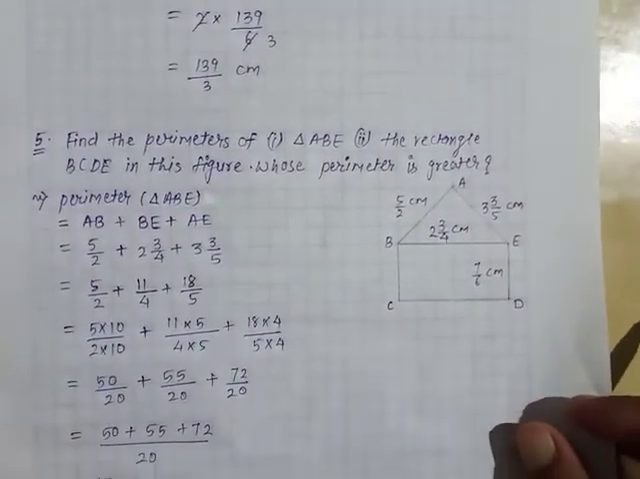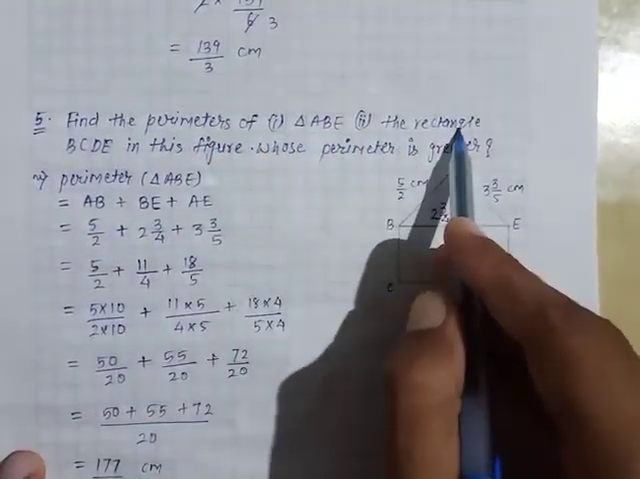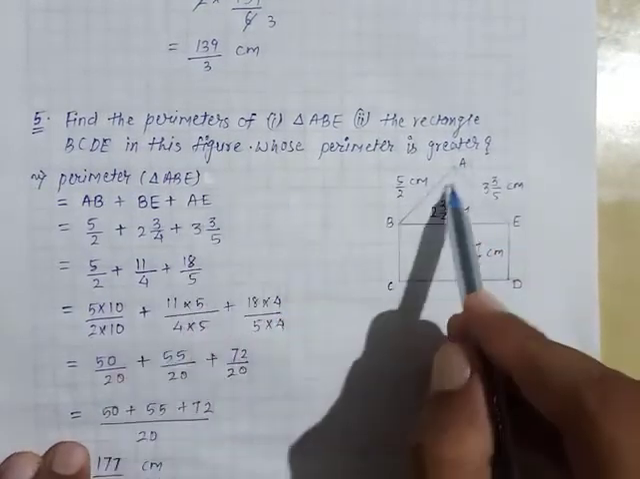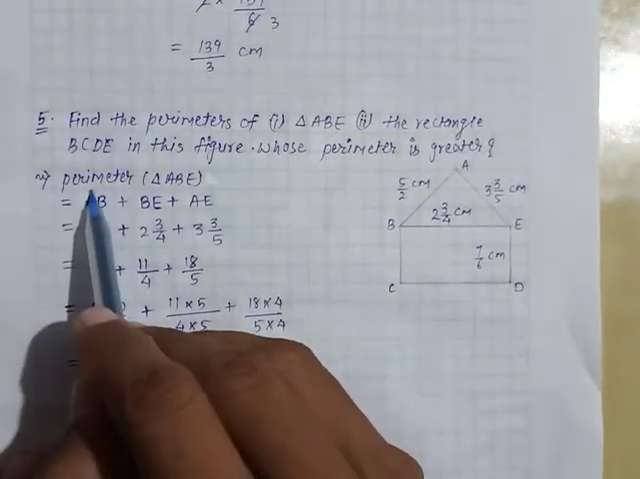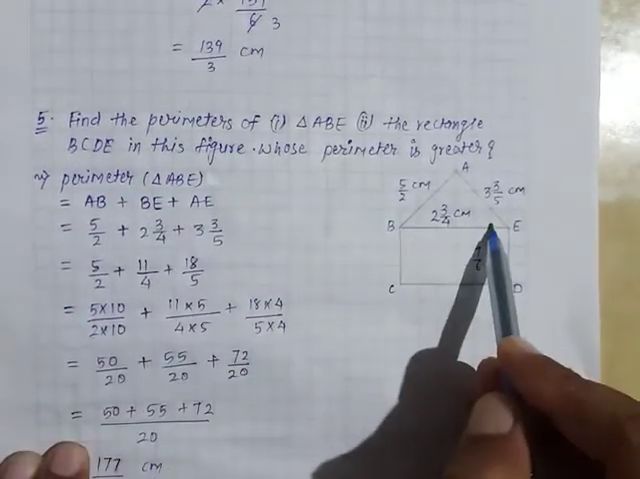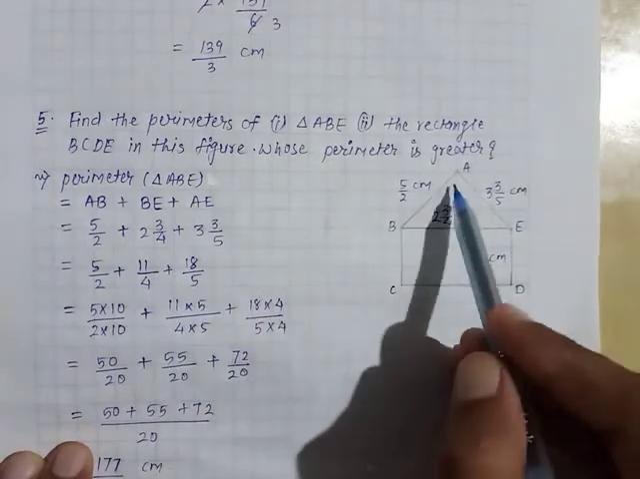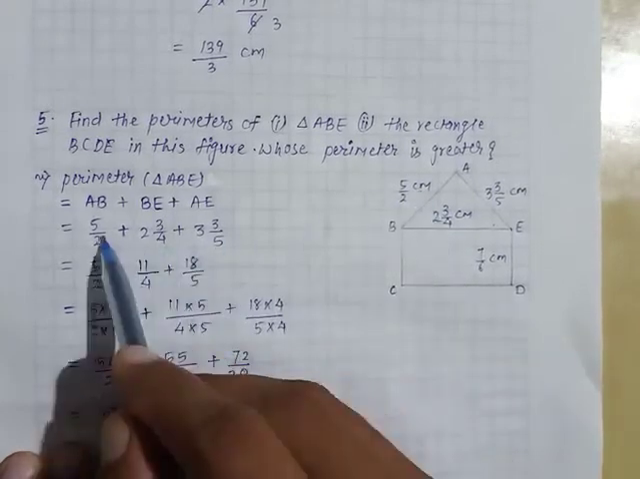Next, question number 5. Find the perimeters of triangle ABE and the rectangle BCDE in this figure. Whose perimeter is greater? First of all, this figure is given and its values are also given. We will find first the perimeter of triangle ABE. Perimeter means the addition of all the sides. We can take AB plus BE plus AE. What is its value? AB is equal to 5/2.